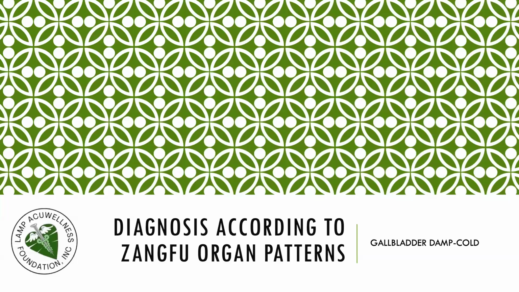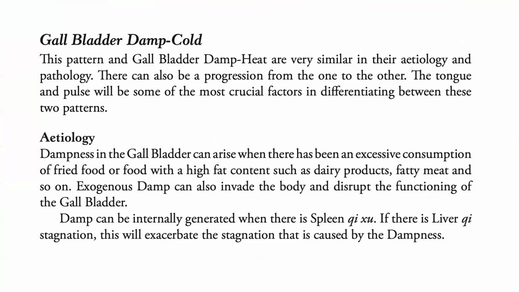Let's now proceed to diagnosis according to Zang Fu organ patterns with the pattern gallbladder damp-cold. This pattern and gallbladder damp heat are very similar in their etiology and pathology. There can also be a progression from one to the other. The tongue and pulse will be some of the most crucial factors in differentiating between these two patterns.